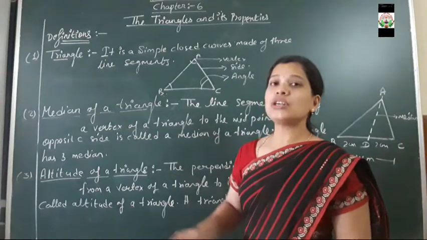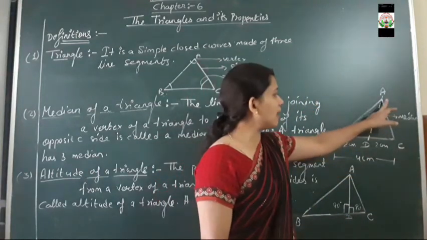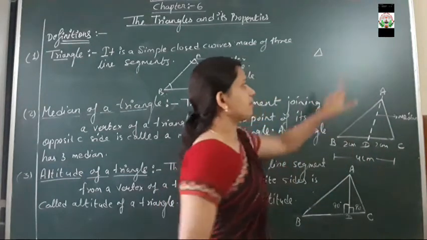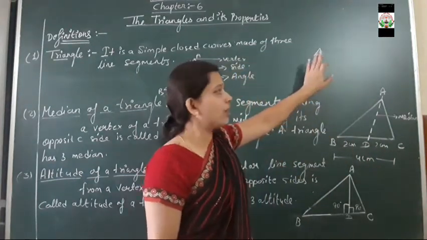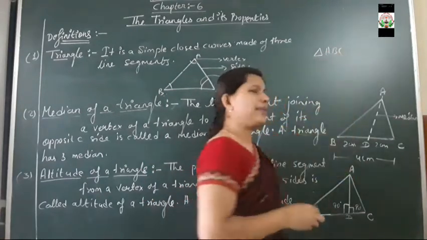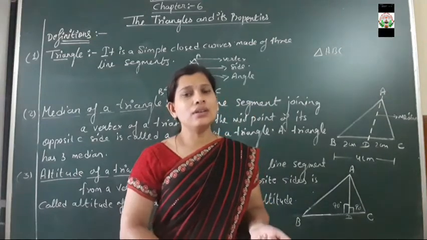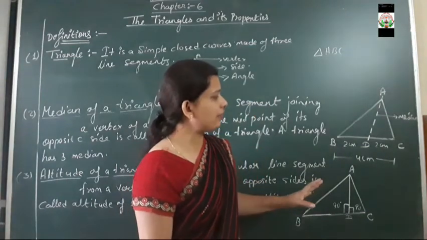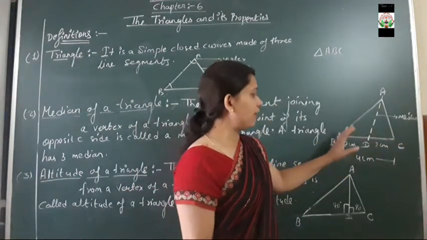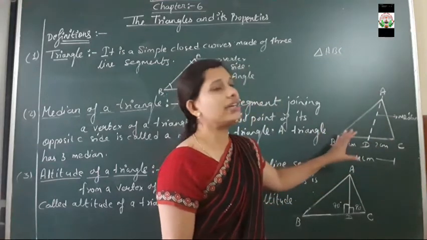So dear student, what is a median of a triangle? Suppose we have a triangle, that is triangle ABC. This is the symbol of a triangle. It can be any triangle, either a right angle triangle, a scalene triangle or an equilateral triangle. Any triangle we can consider according to our wish. So if ABC is a triangle, then what is the median in this?